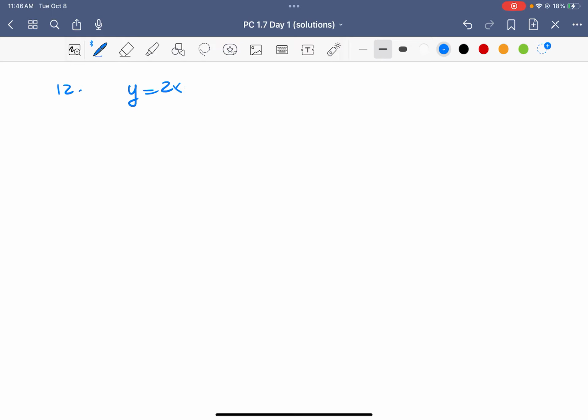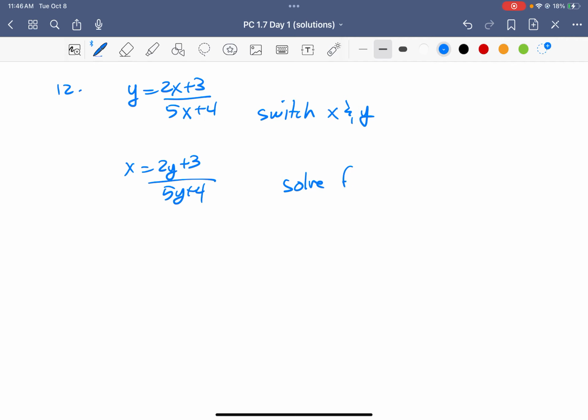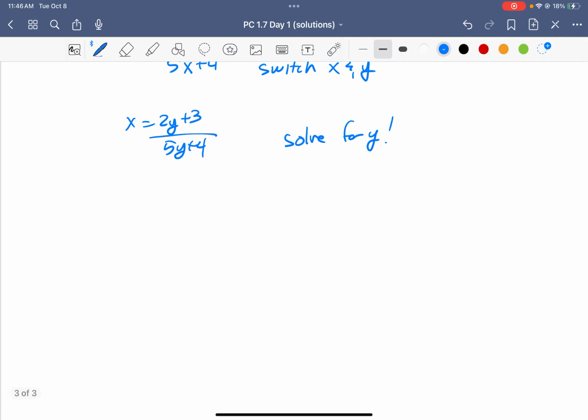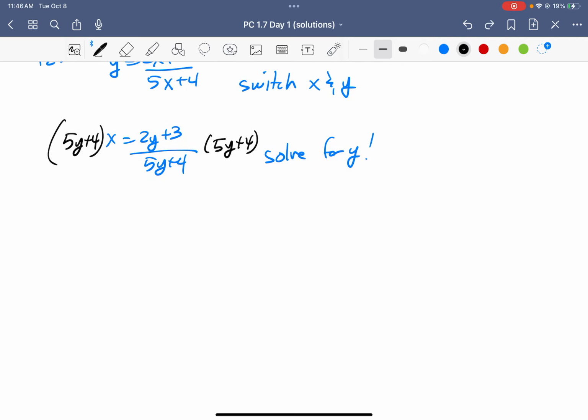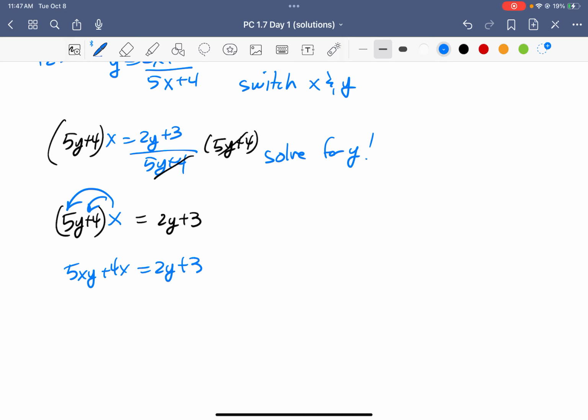If you have y is equal to 2x plus 3 over 5x plus 4, first thing I'm going to do is switch the roles of x and y. Get this. I'm going to solve for y. So the way that you solve for y is to multiply. The reason we did that is so that these cancel. You get 2y plus 3 and 5y plus 4 times an x. Well, notice this x distributes through. It gives us 5xy plus 4x is equal to 2y plus 3.